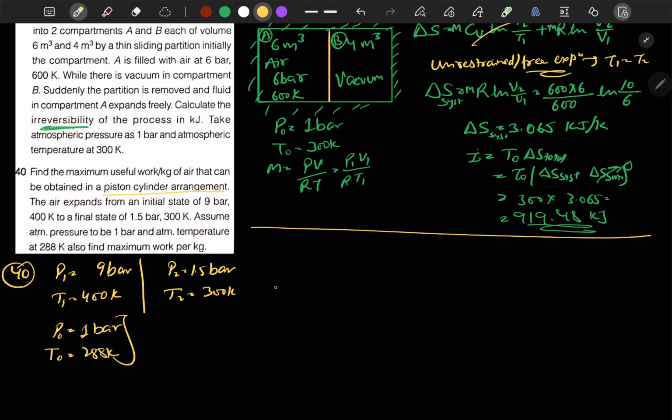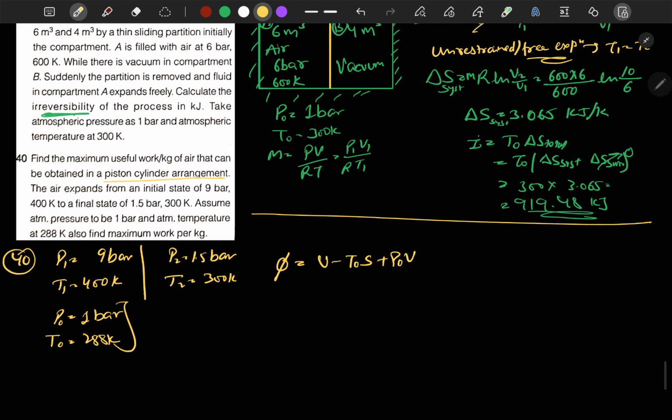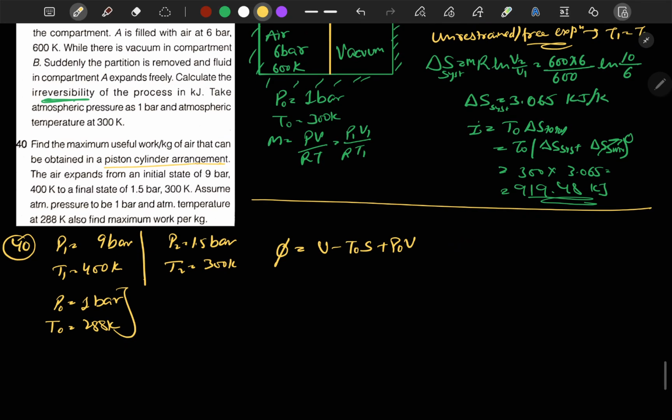We have defined the exergy function for this as U minus T naught S plus P naught V. Since we have to calculate the maximum work that we can obtain between point 1 and 2, we can write phi 1 minus phi 2 equal to u1 minus u2 minus T naught times s1 minus s2, plus P naught times v1 minus v2.